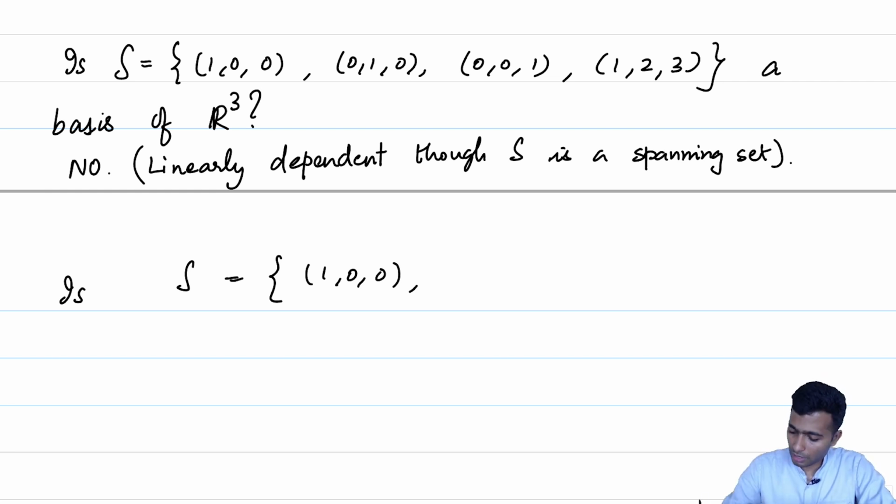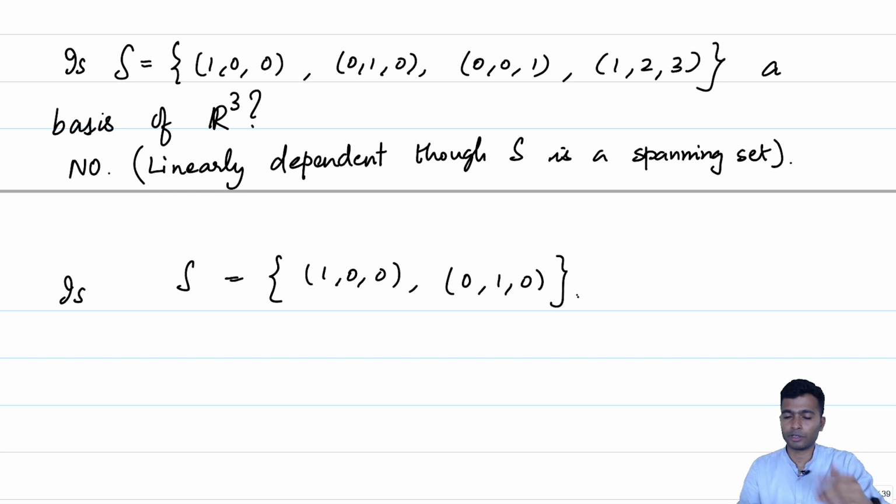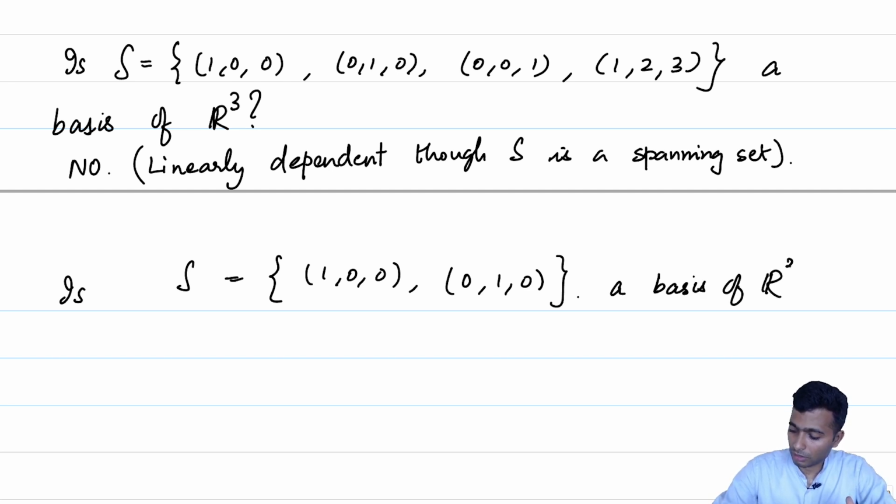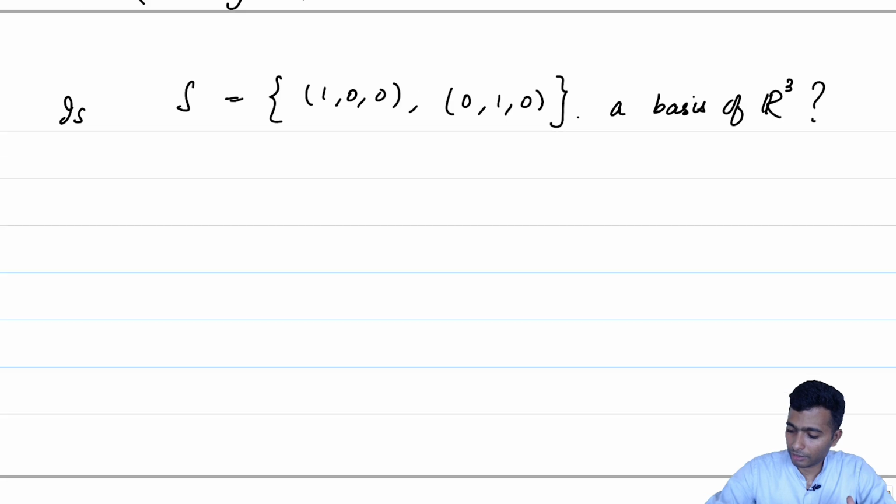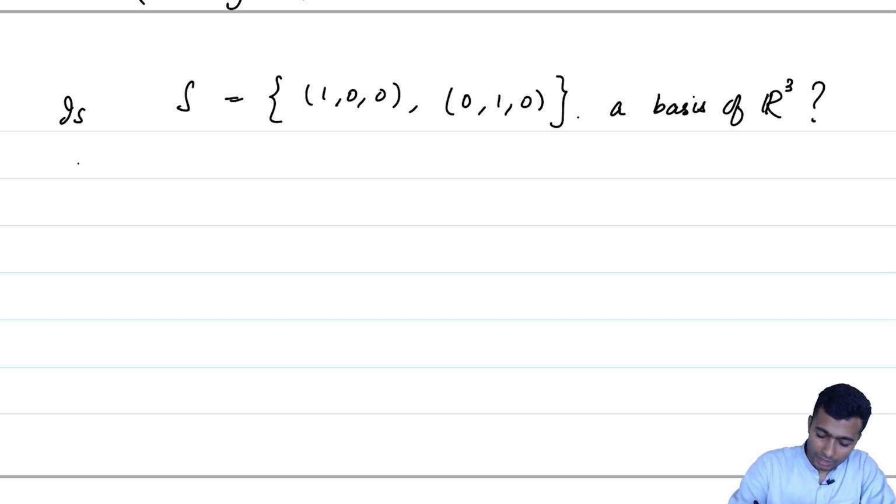Let us now consider this collection of vectors, wherein we throw out (0,0,1) and (1,2,3) from the previous example. Then the question is, is S a basis of R3? Before you go ahead, I will request you to think about whether S is a basis of R3 or not on your own, and come to a conclusion. S is not a basis.